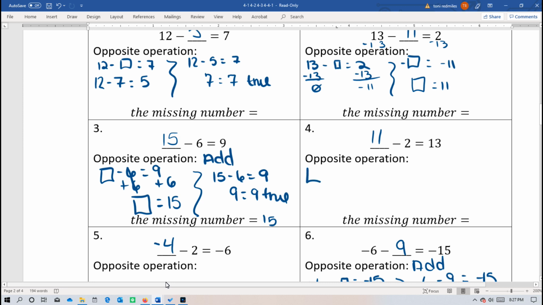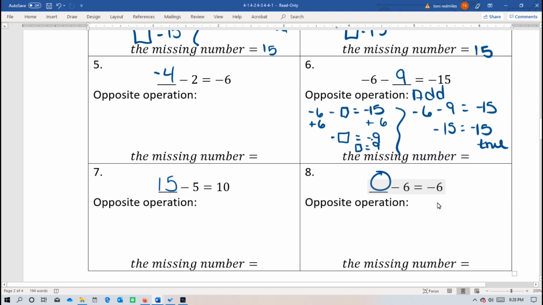It's true, so my missing number is 15. All right, so in this one, I'm subtracting 2. I've got to do that opposite operation of adding 2. So I'm going to add 2 on both sides in order to get the desired 0 I need over here to get rid of it and get my box by itself. 13 plus 2 is, ooh, I'm wrong, 15. It's 15. This should have been 15 the whole time. Sorry about that. Sometimes I get them wrong the first time. Sometimes I can't read my own handwriting from my answer piece. All right, so that one's 15.